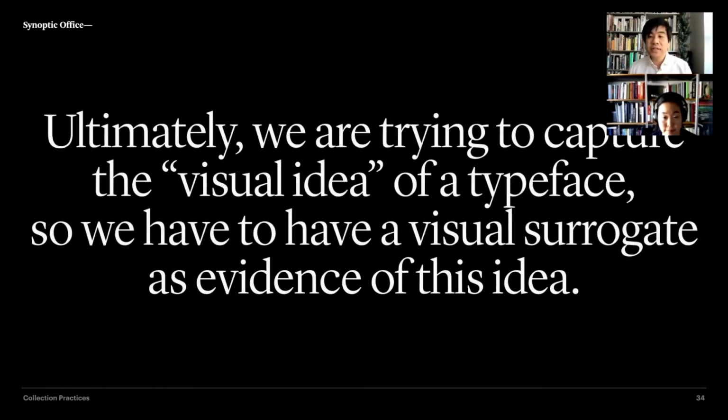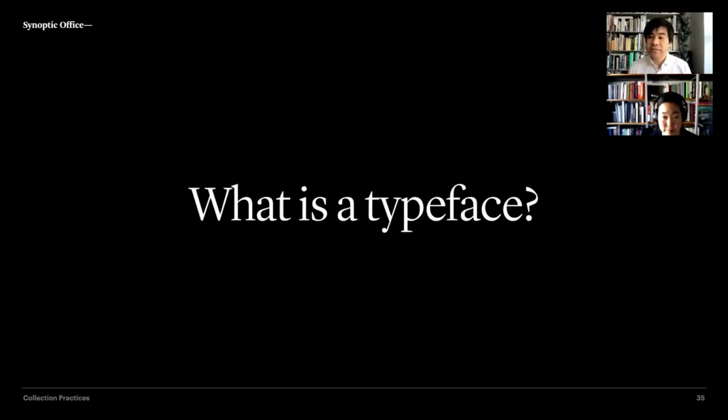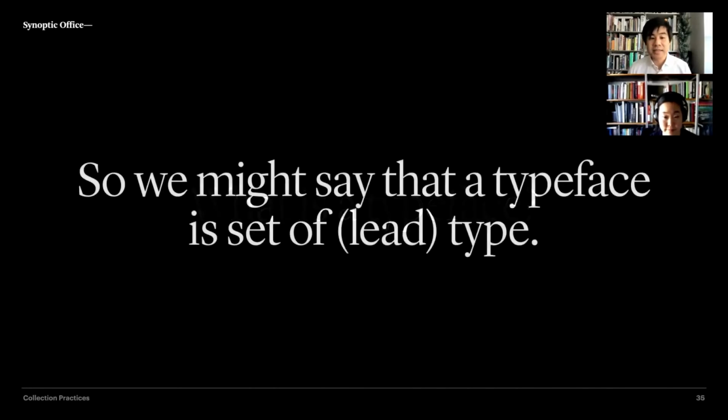But this gets very interesting because when we think about a typeface, ultimately we're trying to capture the visual idea of a typeface, because that's what has value to us as designers. But the visual idea actually is an idea, and so in order to show it, we need a visual surrogate, or the things that comprise that visual idea. So that might be a drawing, that might be the lead type, that might be the wooden type, because they are evidence of this idea. And that leads to this very existential question: what is a typeface? Because it's not as easy as it seems.